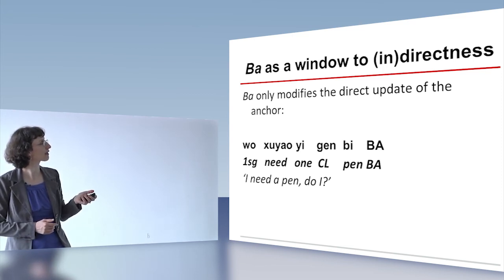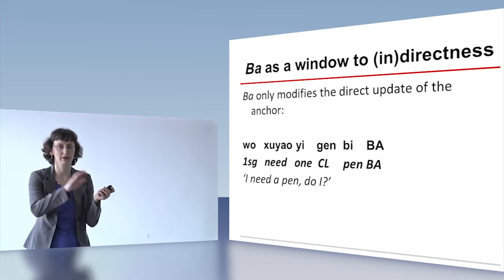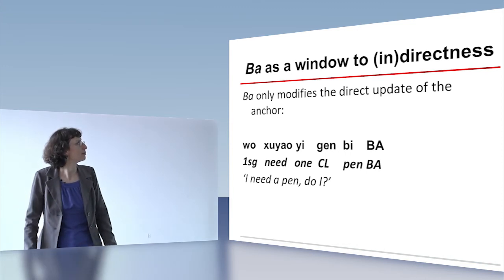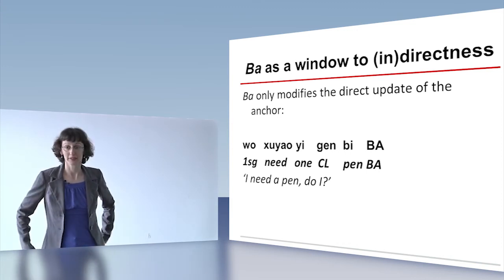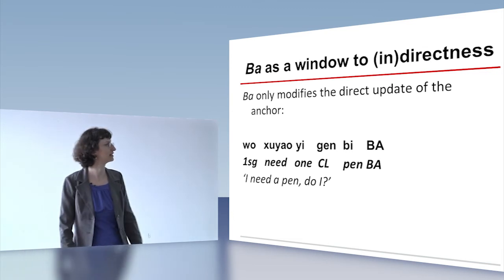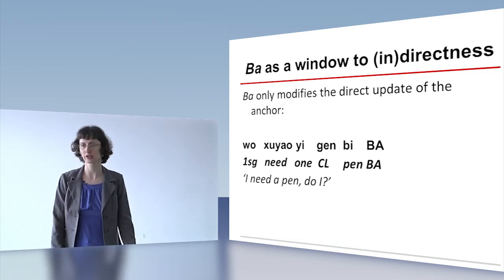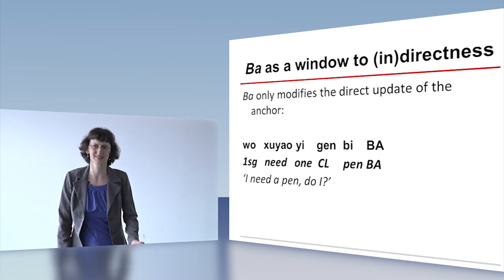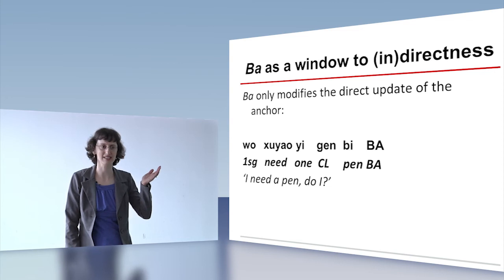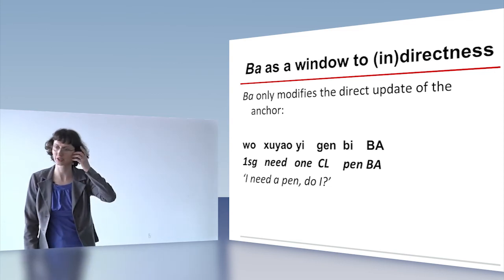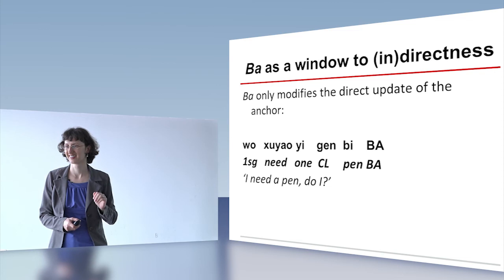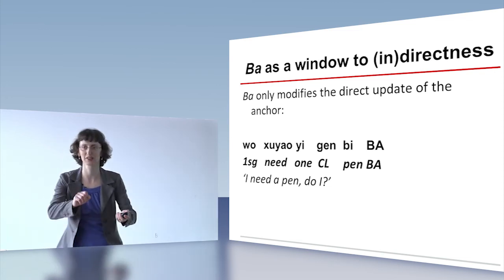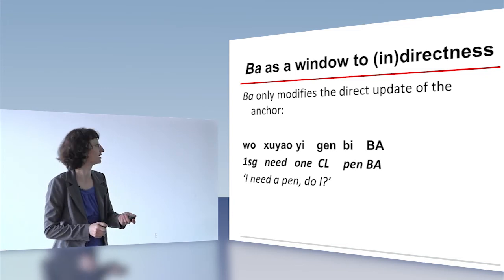So, on to payoff and nice things that follow. Okay, so bah only modifies the direct update of the anchor. So when you have something like, I need a pen, that can serve as an indirect request for a pen, but not when you add bah. It's kind of a little weird. It's asking confirmation or expressing uncertainty about whether I need a pen. I mean, it's maybe not weird. It could be like you're standing at the hotel registration desk and you're like, oh, I need a pen, do I?